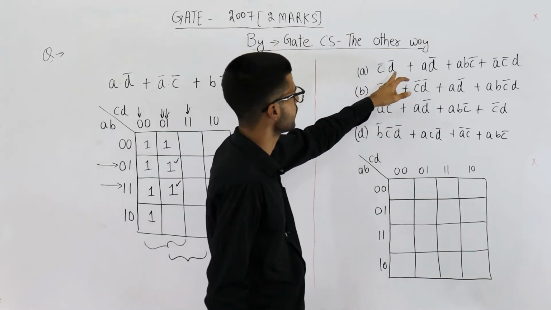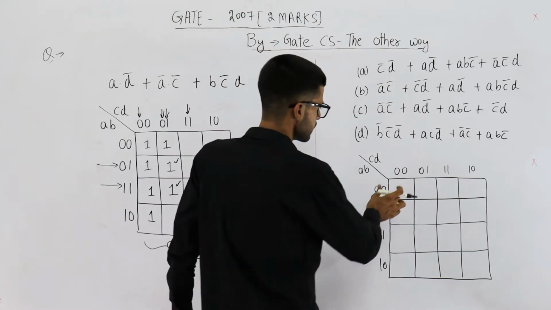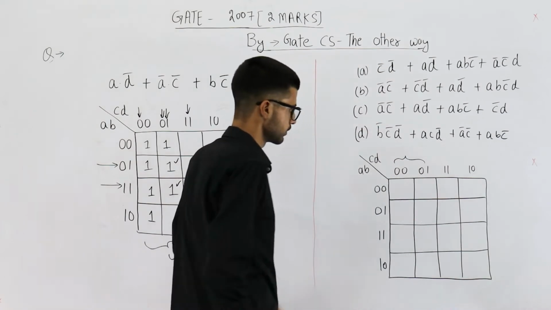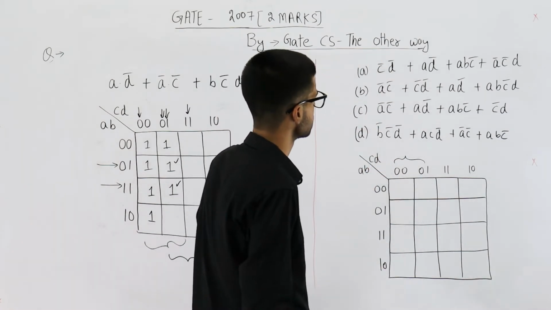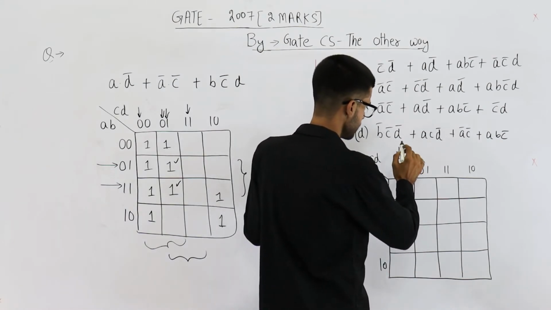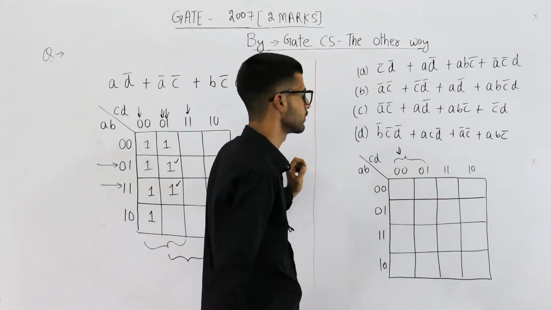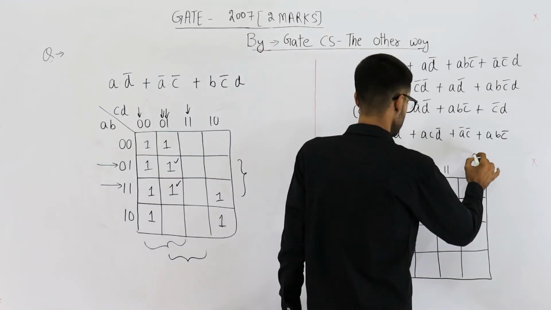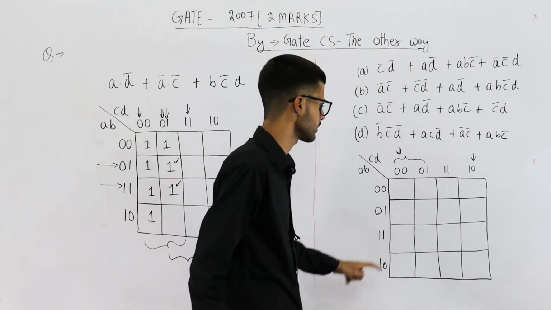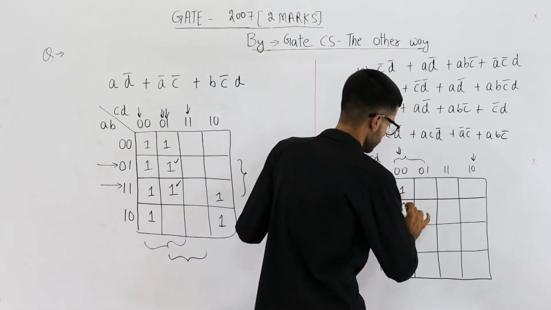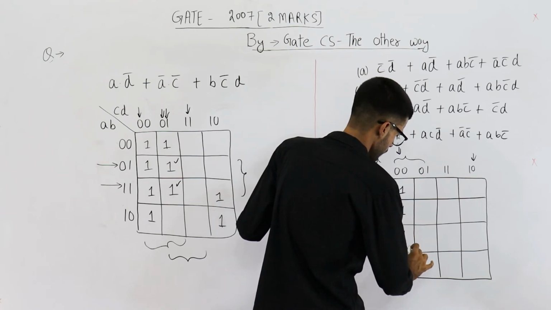This is C bar, D bar. So C is 0 for all of these 8 columns or 8 cells. And D is 0 only for these 4 cells. It's 0 here as well, but that is not in the intersection. Intersection is these 4 cells only. So I'm filling one here.